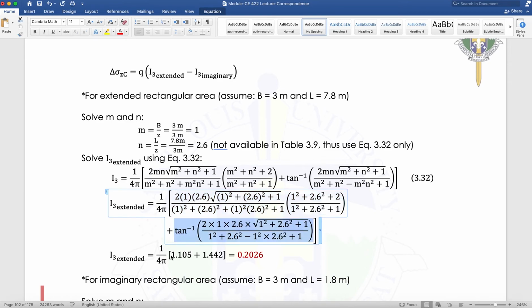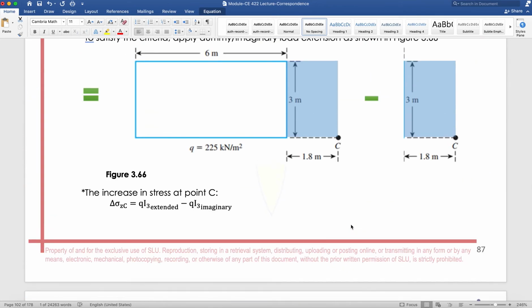So, first term, second term. The first term is 1.105. The second term, the arctangent, is 1.442. Take note, this should be in radian. And if pag negative siya, we are going to add pi. But in this case, hindi naman. So, add, then multiply by 1 over 4 pi. Therefore, the I3 of extended, so yung buong mahaba, is 0.20026.